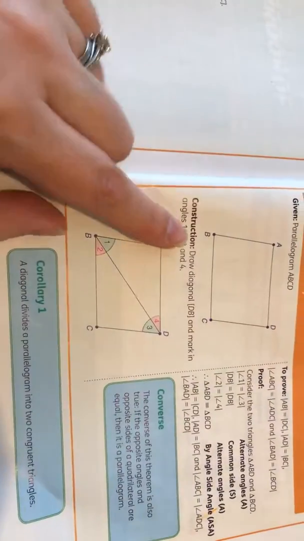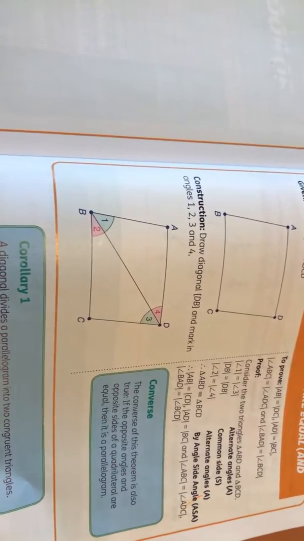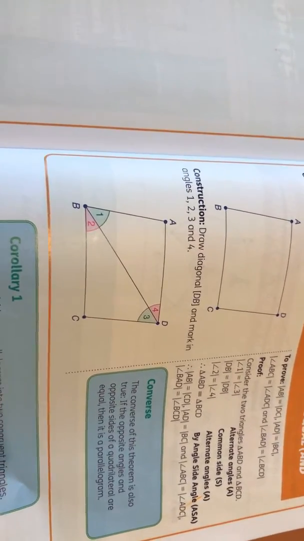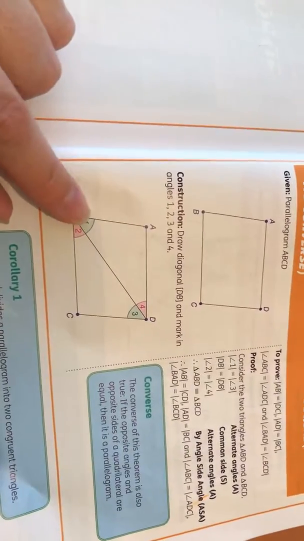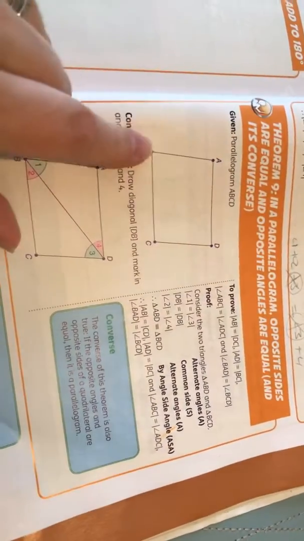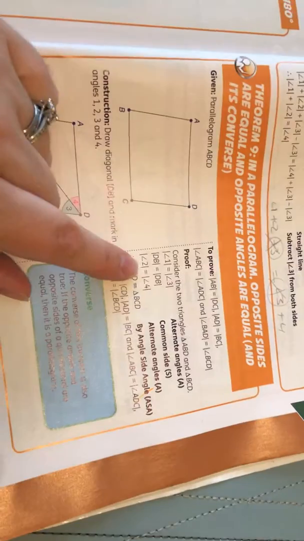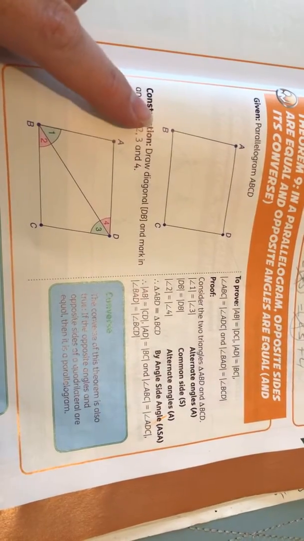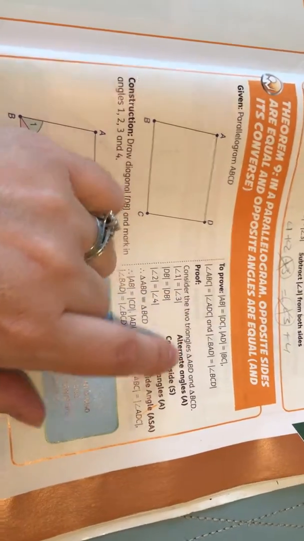So the first thing I'm going to do is draw a diagonal. I'm going to take my parallelogram and split it into two congruent or equal triangles. This brings up reminding yourself of what the word congruent means. Within that we're going to have four angles, 1, 2, 3 and 4. Our aim is to prove that this side is equal to this side. We're going to consider that we have two triangles, ABD and BCD, and we know that those two triangles are equal to each other.